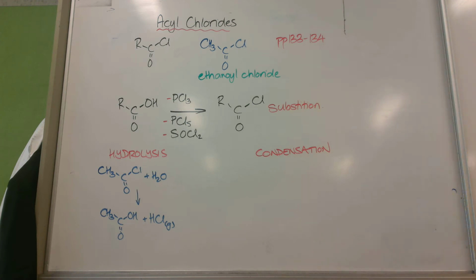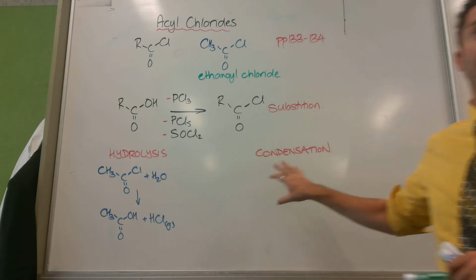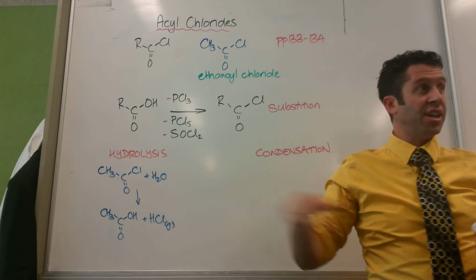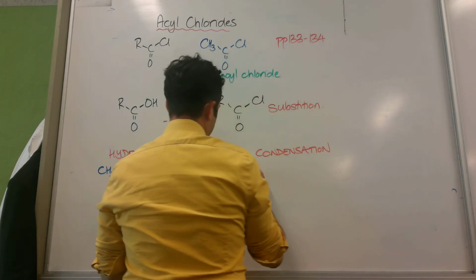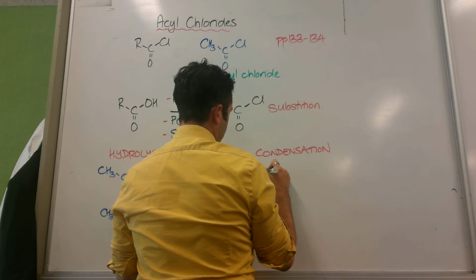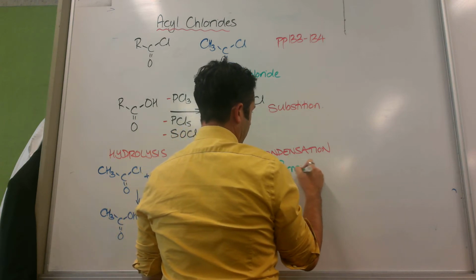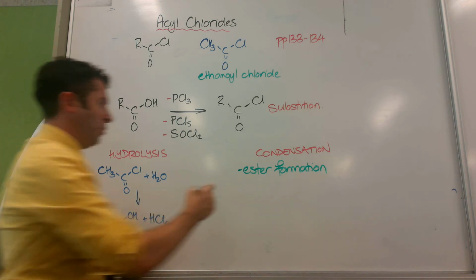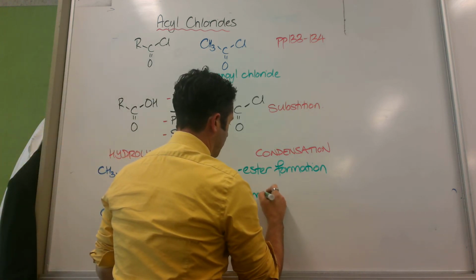Condensation, there's 2 examples of this. One is to form esters and one is to form amides. Now, amides and esters are both new compounds to us, so we're going to learn more about them in the next couple of lessons. So I'm not going to write the actual reactions up. All I will say is, again, they make HCl. So we've got ester formation and we've got amide formation.